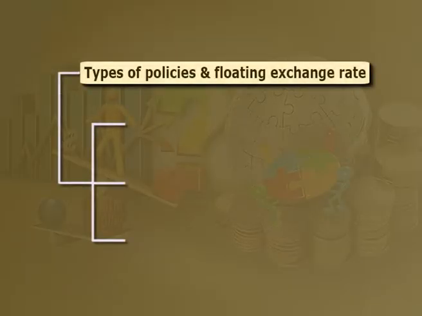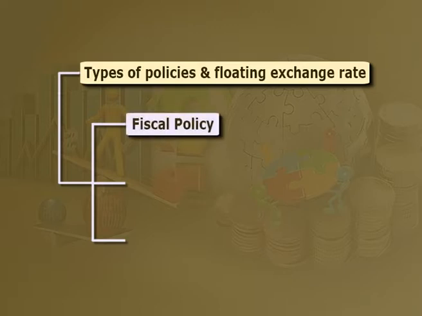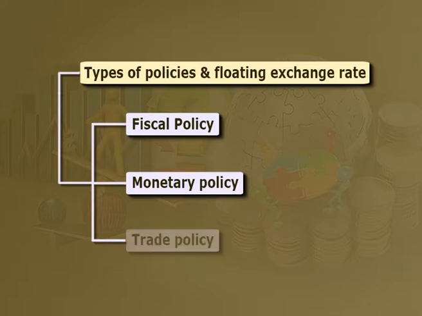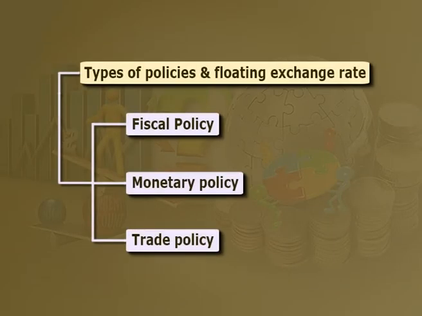In a floating exchange rate system, the exchange rate is determined by market forces and is allowed to fluctuate in response to changing economic conditions. Under this system, the exchange rate adjusts to achieve simultaneous equilibrium in the goods market and the money market. There are three types of policies. Number 1, fiscal policy. Number 2, monetary policy. And third, trade policy. The goal of the Mundell Fleming model is to understand the impact of policies on the equilibrium exchange rate. Now, I will discuss one by one the impact of these policies on exchange rate and interest rate. Let us now begin with fiscal policy.